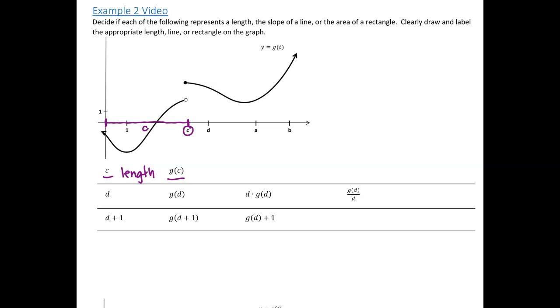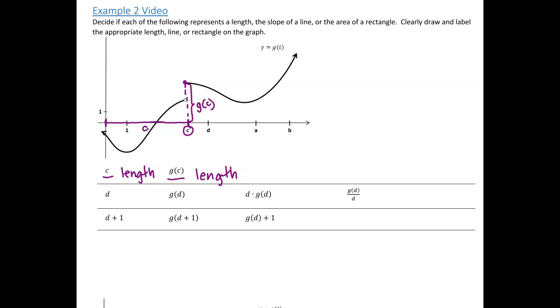Contrast that with g of c, and this is like what we did earlier. G of c is your y value, so this is a vertical distance. We're going to start from c on the x-axis, and we're going to go up. And note that there's an open circle there that's kind of tricky. An open circle means there is not actually a point there, so I'm not hitting the function when I get there. I just keep on going up, and I don't hit the function until I get to the closed circle. So this entire distance right here is g of c. So that's the first pair, and that's going to be the building blocks for everything else. So those are both lengths. One I picture horizontally, one I picture vertically, but they are both lengths.